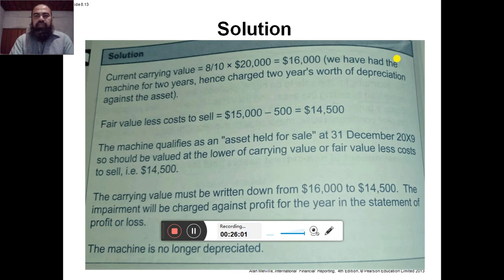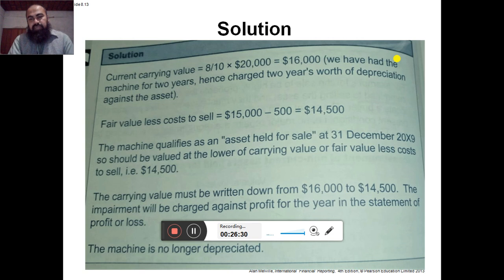Bilkul. First of all, we will recognize it and classify it as held for sale, because it meets all the conditions for assets to be held for sale at December 31, 2019. Now we are going to do its valuation. It should be valued at the lower of carrying value or fair value, which comes to $14,500.